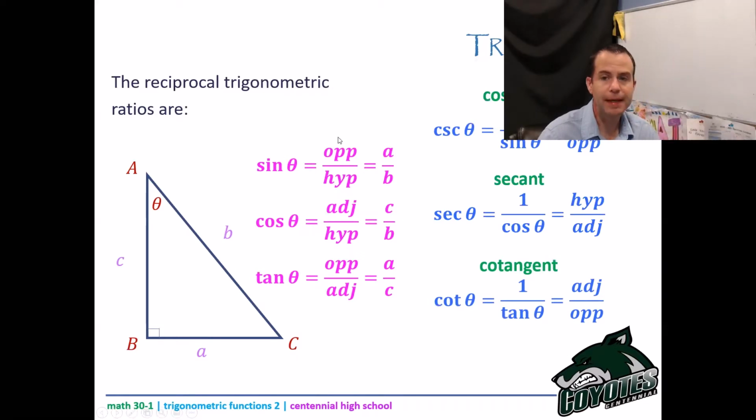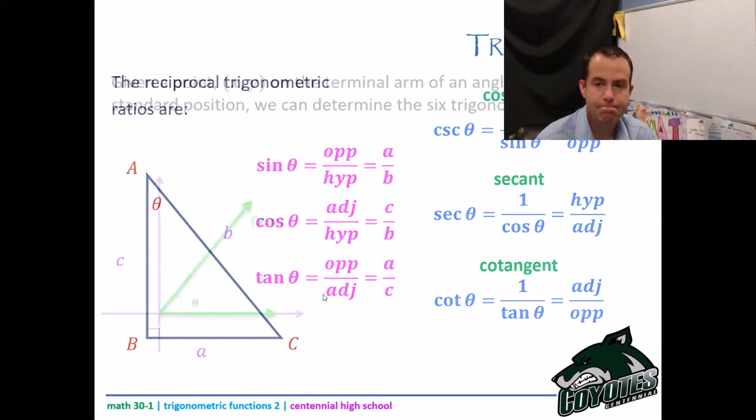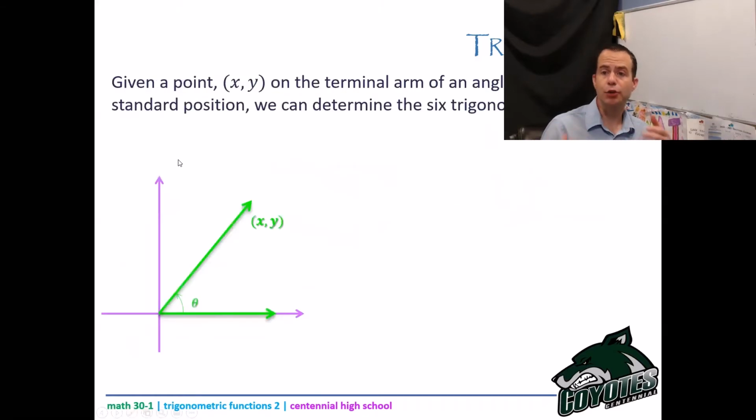So the pink ones here are called the primary trigonometric ratios, and then the blue ones that I just wrote down are called the reciprocal trigonometric identities. Okay. All right, so given a point x comma y on the terminal arm of an angle theta drawn in standard position, we can determine the six ratios.